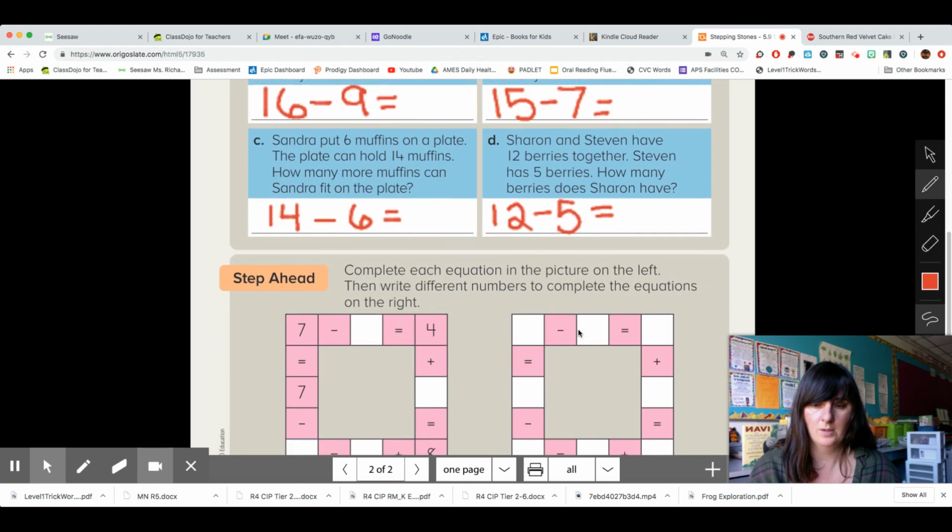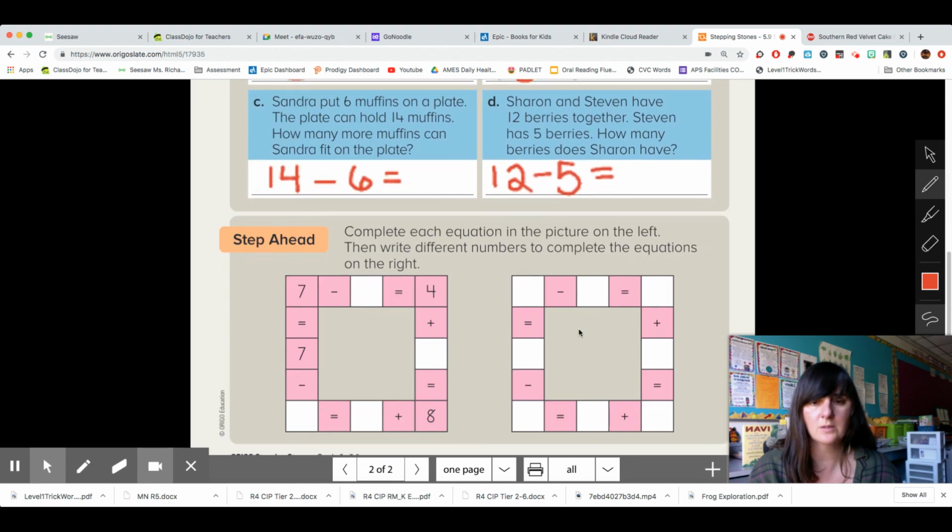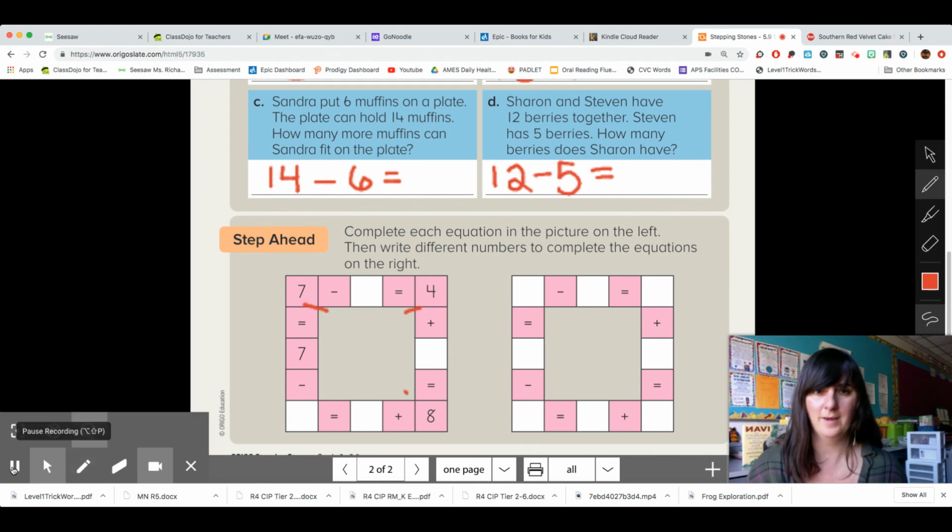And then you guys have some puzzles down here to complete. Complete each equation in the picture on the left, then write different numbers to complete the equations on the right. So you're given some of the numbers in this puzzle. With this one, you get to put in your own numbers and see if it works. Okay, let me know if you guys need help.